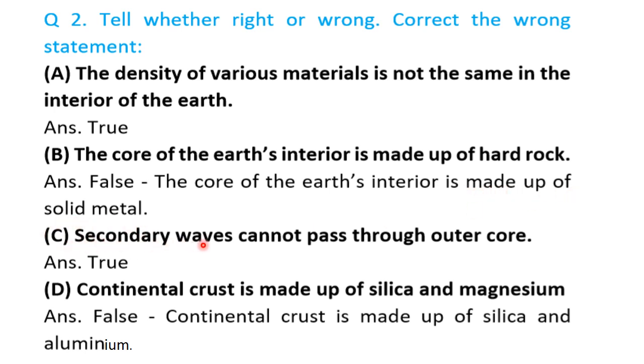C. Secondary waves cannot pass through outer core. Answer: true. D. Continental crust is made up of silica and magnesium. Answer: false. Continental crust is made up of silica and aluminium.